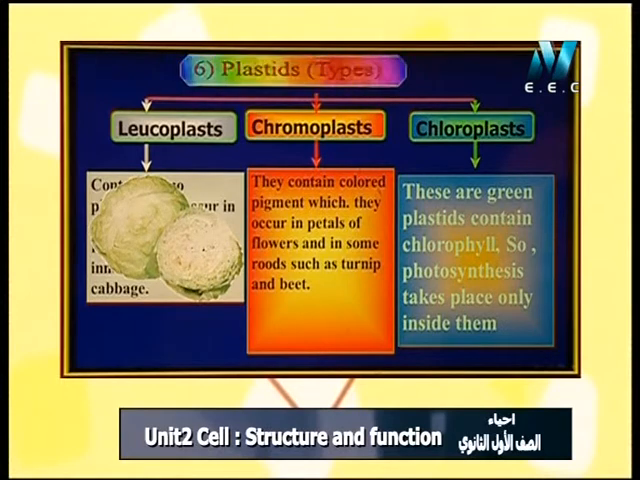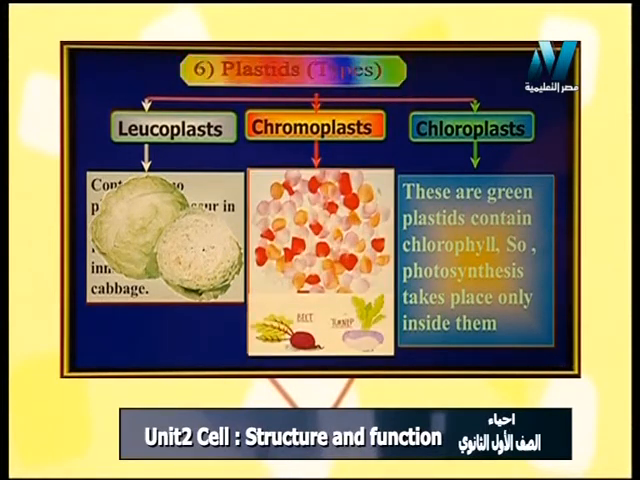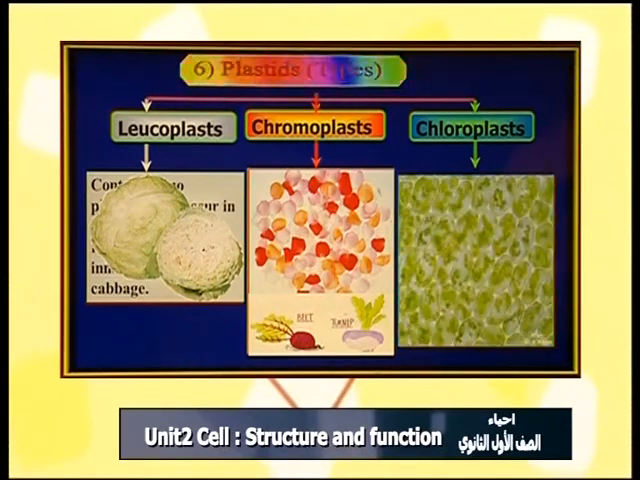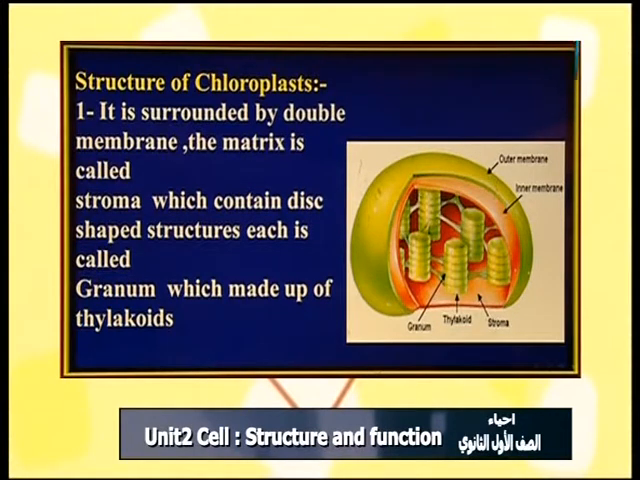The outer leaves of the cabbage contain chloroplast, but the inner leaves contain leucoplast. It doesn't contain chloroplast. But the leucoplast may change into chloroplast during exposure to light. لكن الchromoplast as that in the petals of the flowers, some roots like the beet and the carrot. But the chloroplast appears in the green parts of the plant and is responsible for carrying out photosynthesis because it contains chlorophyll molecules. The structure of the chloroplast is surrounded by a double membrane.